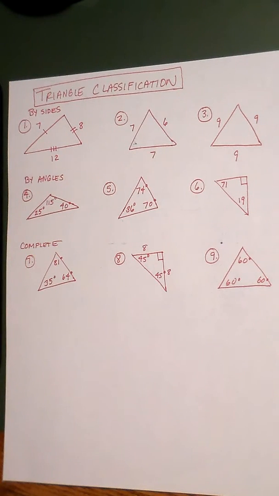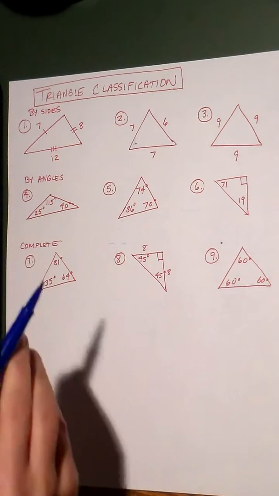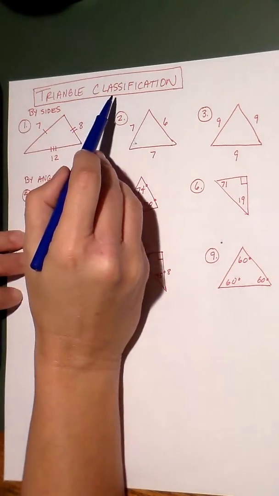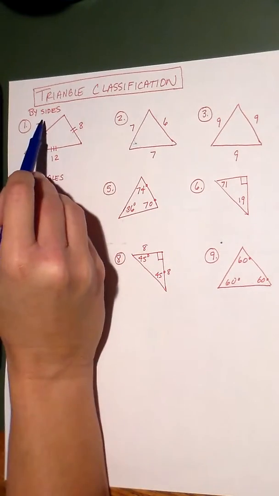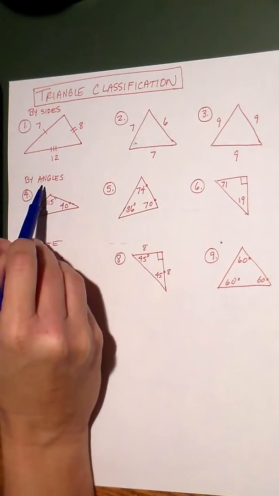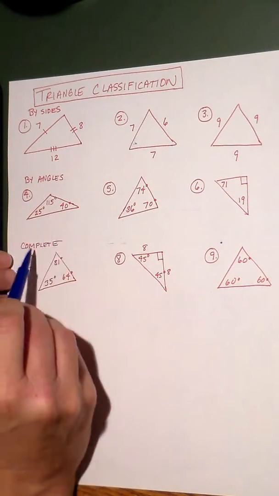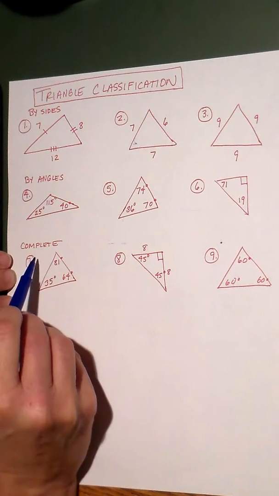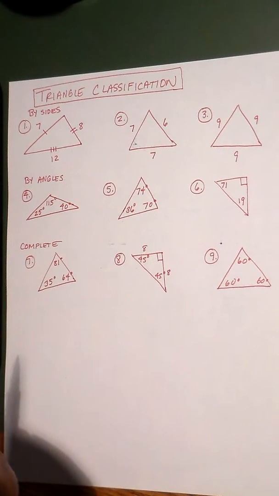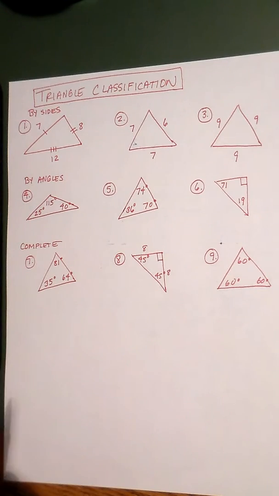Okay, for the second part of the review here, we're going to look at classifying triangles, and we're just going to look at the basics. We're going to look at the basic classification. When we classify triangles, we can classify them based on the type of sides they have or the type of angles they have. Then we can also do what we call a complete classification, which gives you by angles and by sides, so you'll actually use two names.